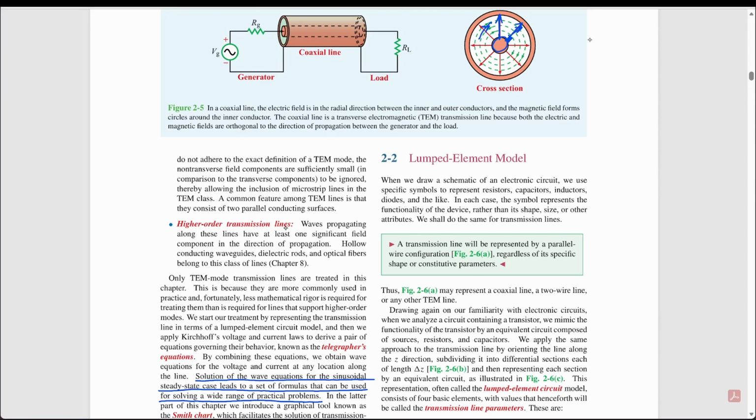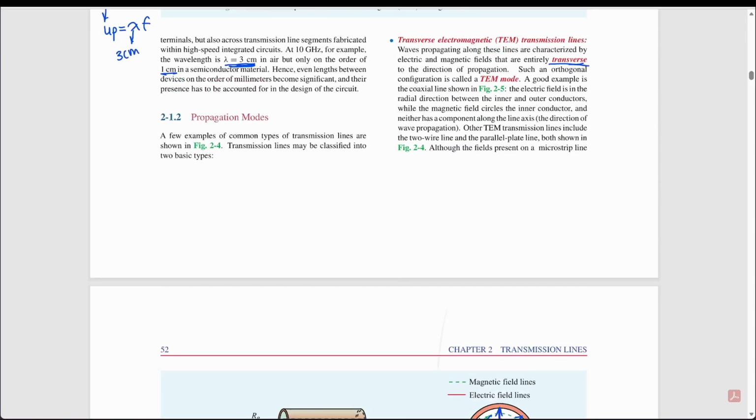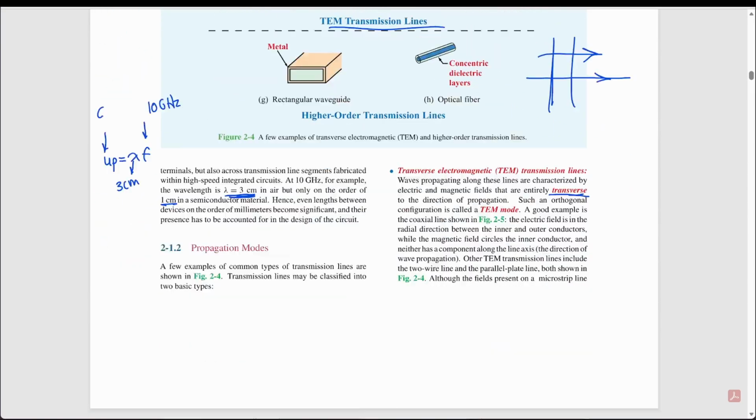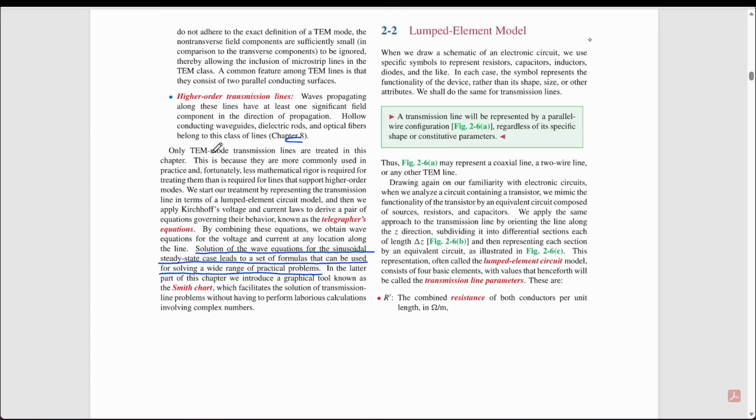Higher order transmission lines. Waves propagating along these lines have at least one significant field component in the direction of propagation. Hollow conducting waveguides, dielectric rods, and optical fibers belong to this class of lines. So those are examples, and they're discussed more in chapter 8. Only TEM mode transmission lines are treated in this chapter. This is because they are more commonly used in practice, and fortunately, less mathematical rigor is required for treating them than is required for lines that support higher order modes. So we'll start by just seeing the concept itself and then learning about higher order modes later.